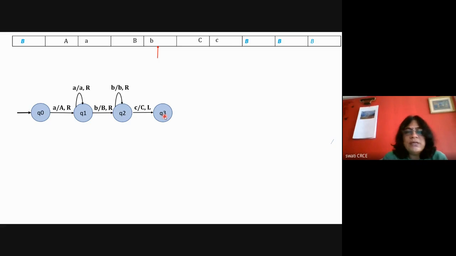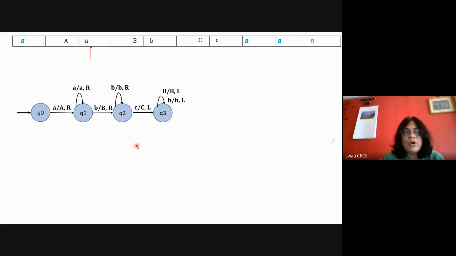Now what it has to do in Q3 is go back till it gets the capital A. For any symbol, it has to go to left. So we'll see that in this state Q3, if there is small b, it will go to left. If it is getting a capital B, it will go to left.